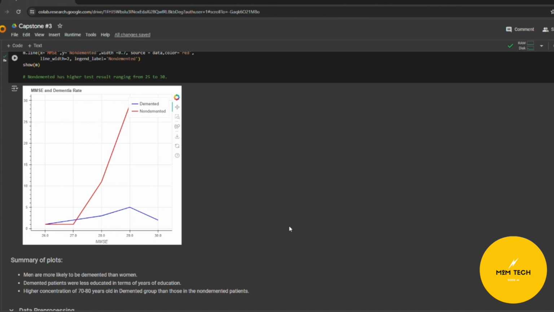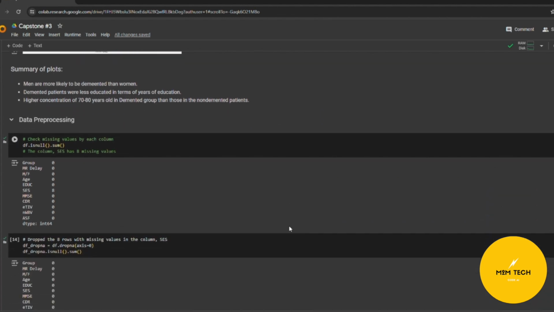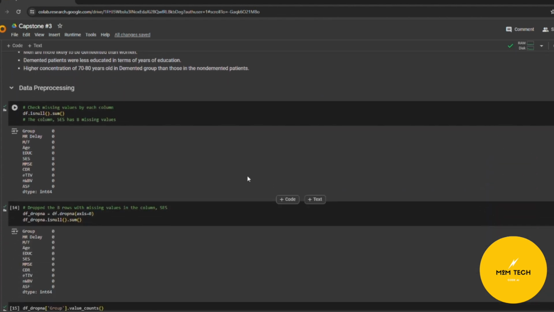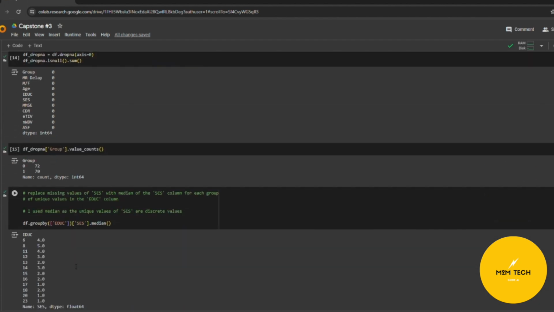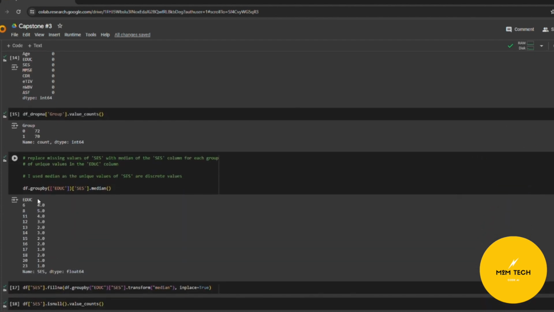So furthermore, in my data processing, I've checked for any missing values in each column, and we can see that the SES column has 8 rows that have a missing value. In order to resolve this, I've used the median of the SES column for each group of unique values in the years of education column.